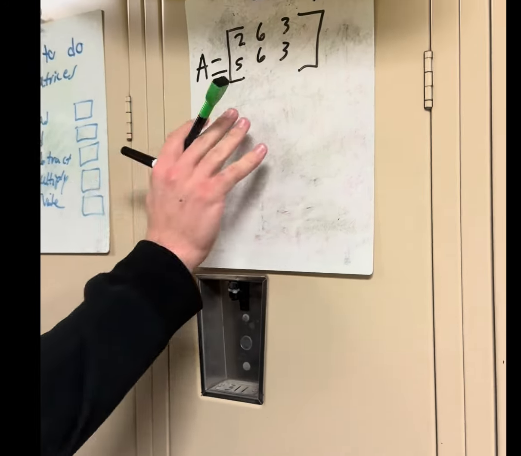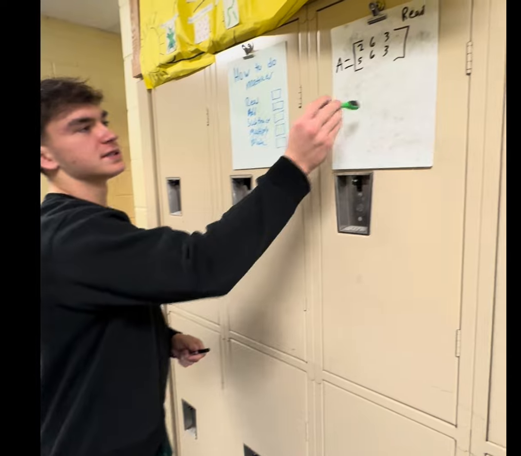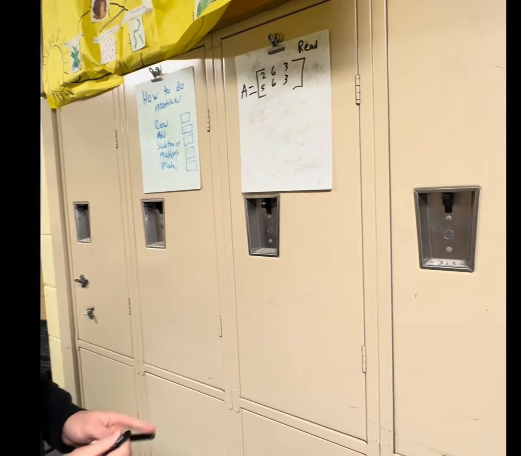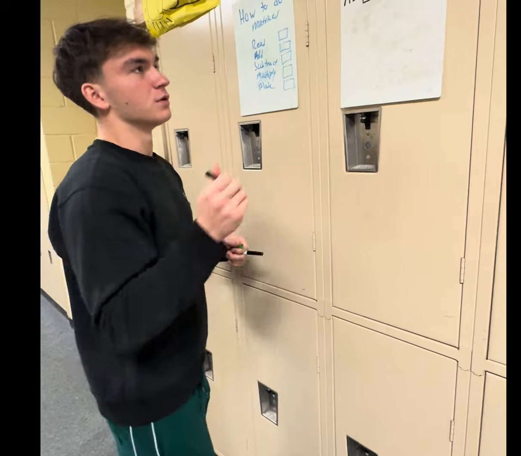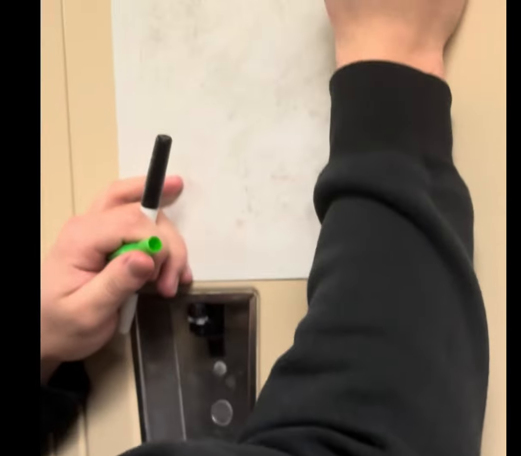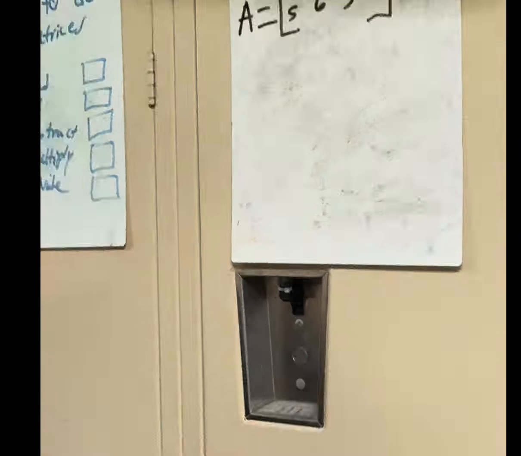So right here I have an example display of numbers. I have 2, 6, 3, 5, 6, and 3. And the first thing we want to do is know what are rows and what are columns. So from top to bottom is going to be our column. And from left to right is going to be our row.